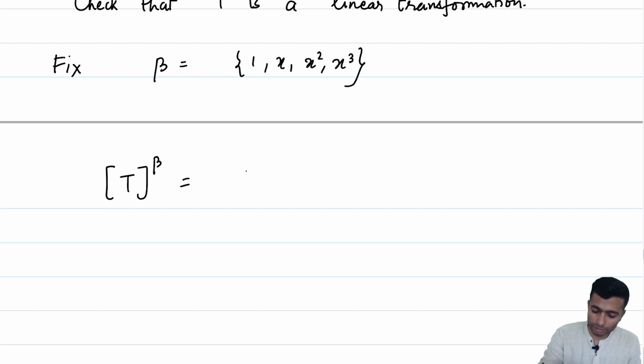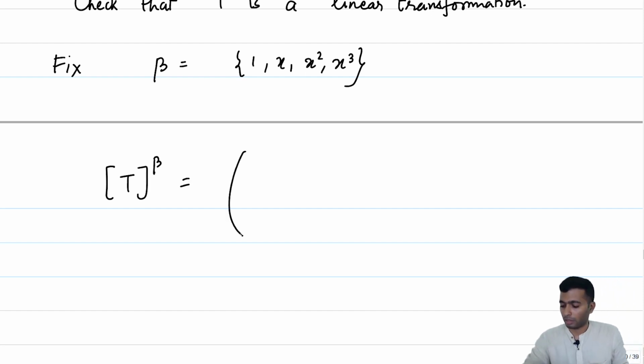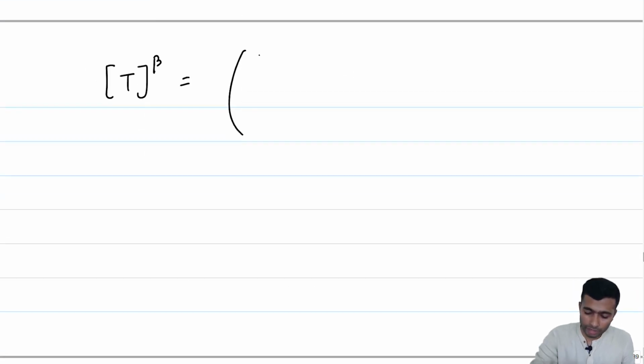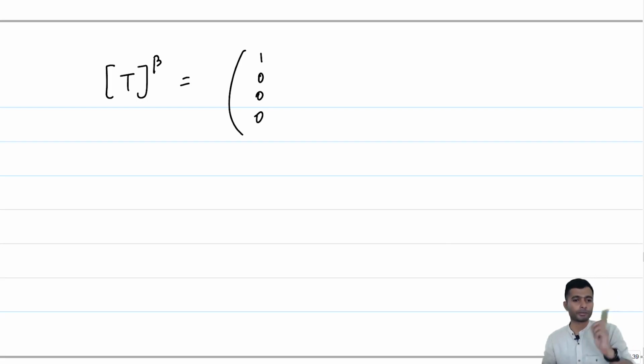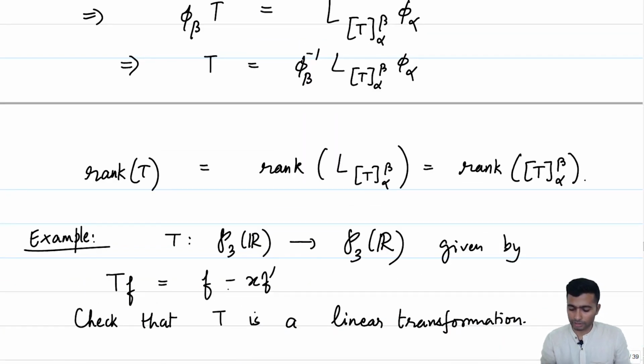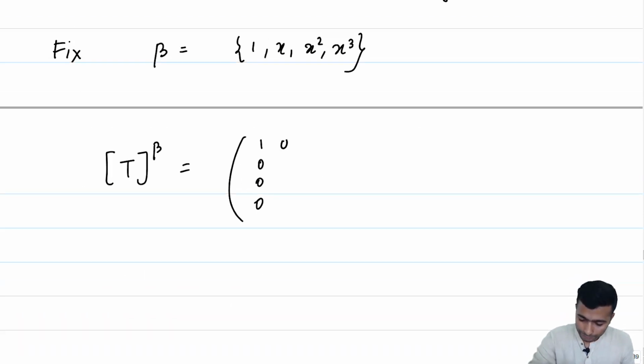The first column is going to be T of 1. T of 1 will be 1 minus x times 1 prime, which is 0, so it will be 1. So, this is going to be 1 0 0 0, because 1 is just 1 times 1 plus 0 times the remaining things. Okay, what is T of x? T of x will be x minus x times 1, which is 0. So, the 0 vector.